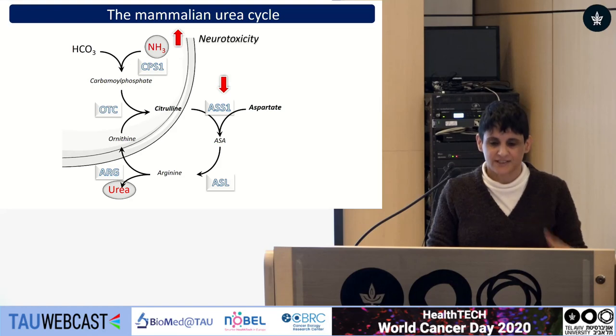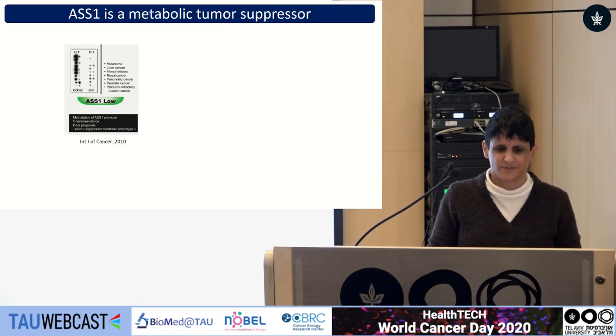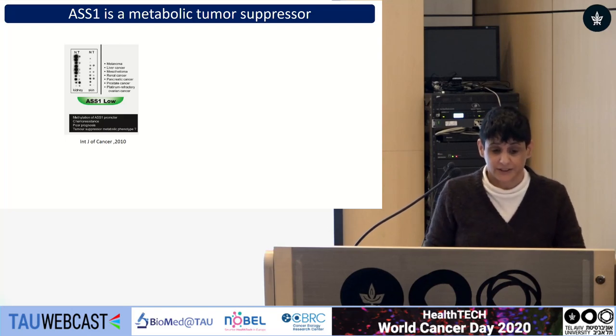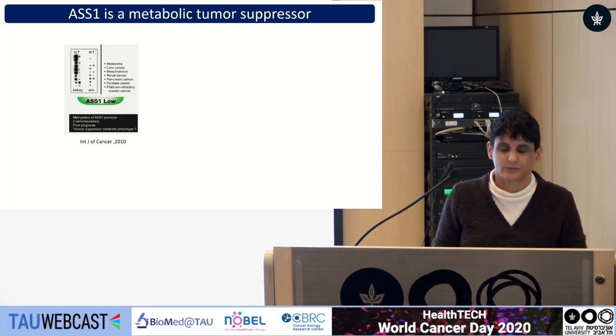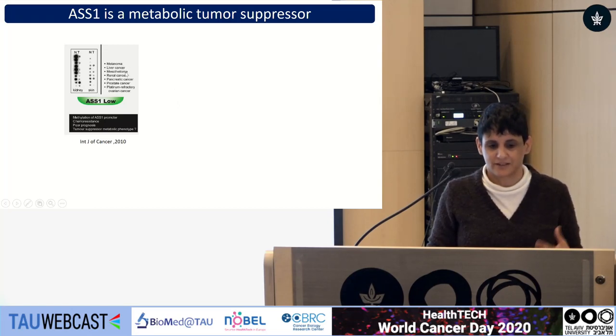And so the first enzyme that we started working on is called ASS1. It was very surprising to me, because I also work as a geneticist taking care of these children, that papers started to come out showing that in multiple and very, very different types of cancers, you can see here melanoma, liver cancer, pancreatic cancers, ASS1, as you can see, in the normal compared to the tumor, is silenced.